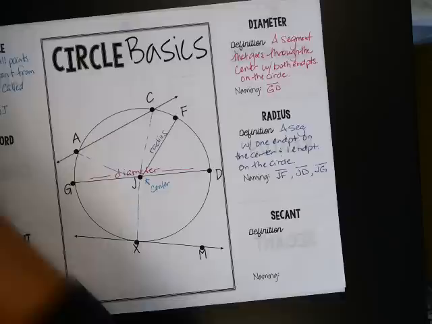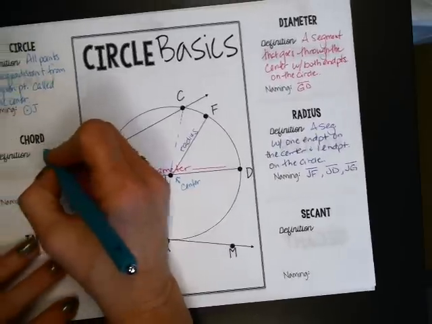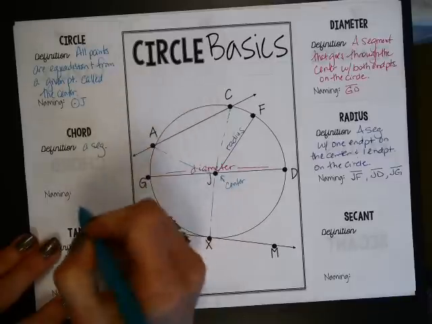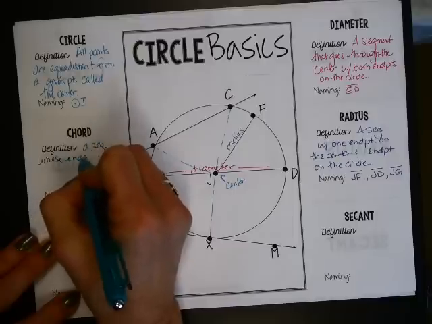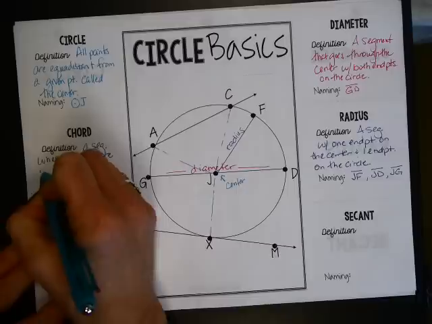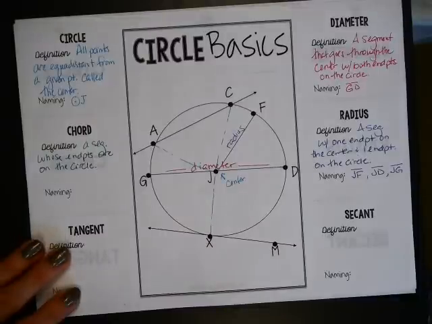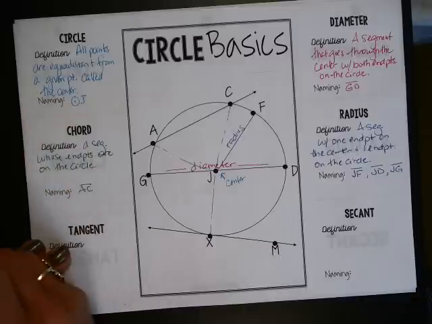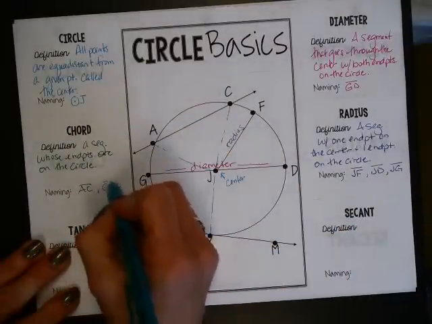Let's jump over to a chord. Pick a different color. What have I not used? Let's try this one. A chord is, put it where you guys can see, a segment whose endpoints are on the circle. A segment whose endpoints are on the circle. So we have actually two chords. We've got segment AC. We also have another chord, GD, segment GD.